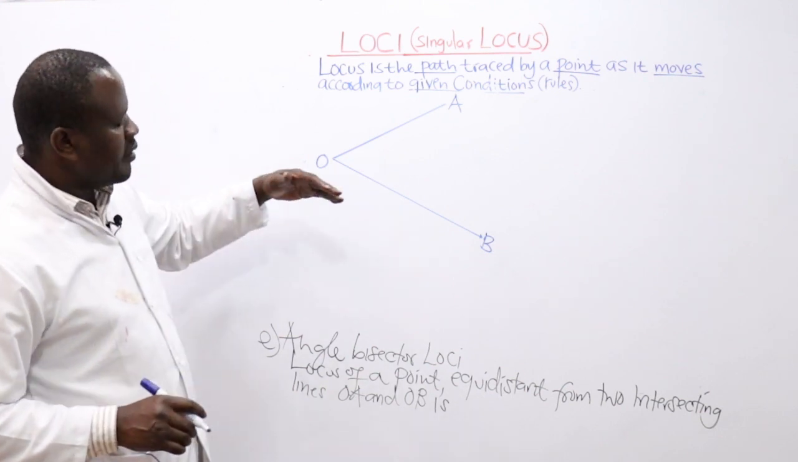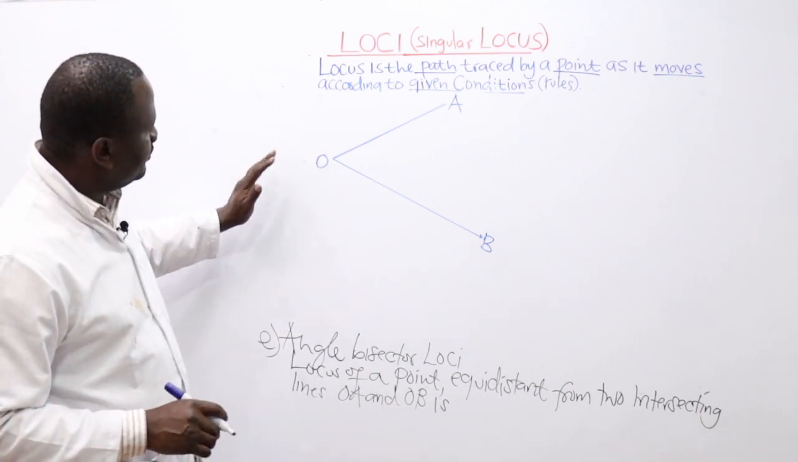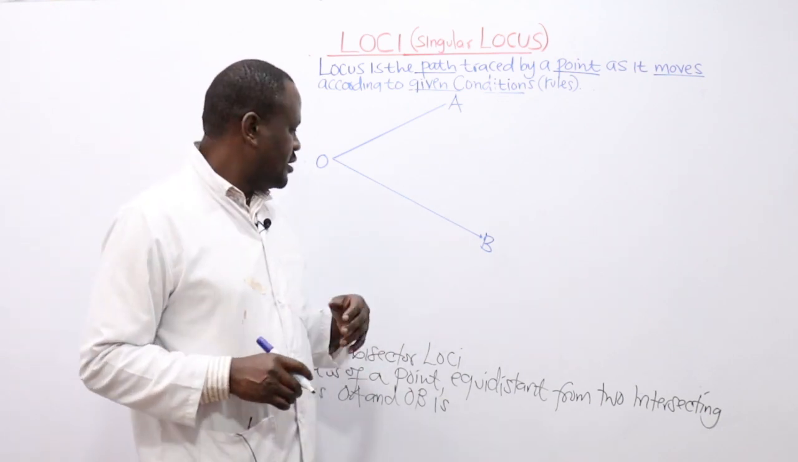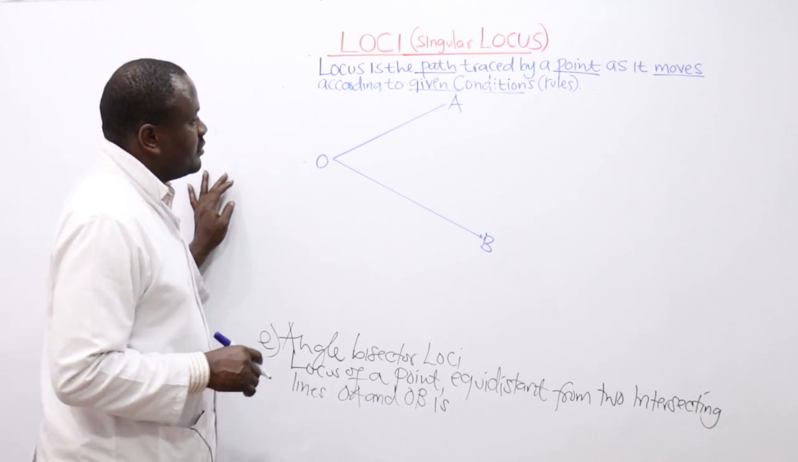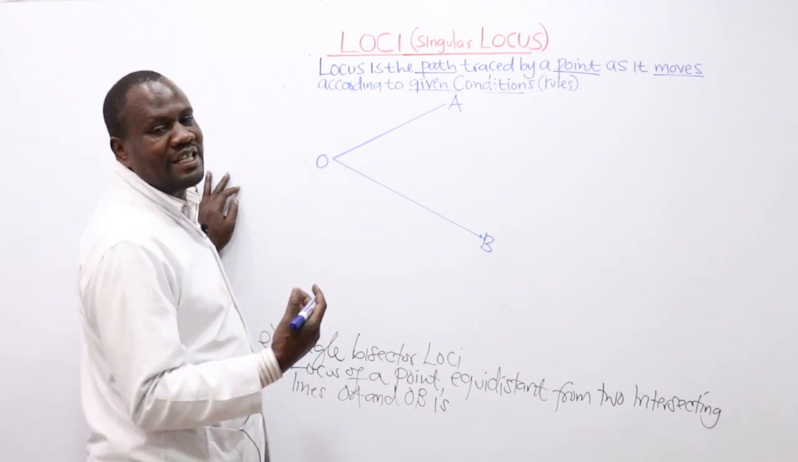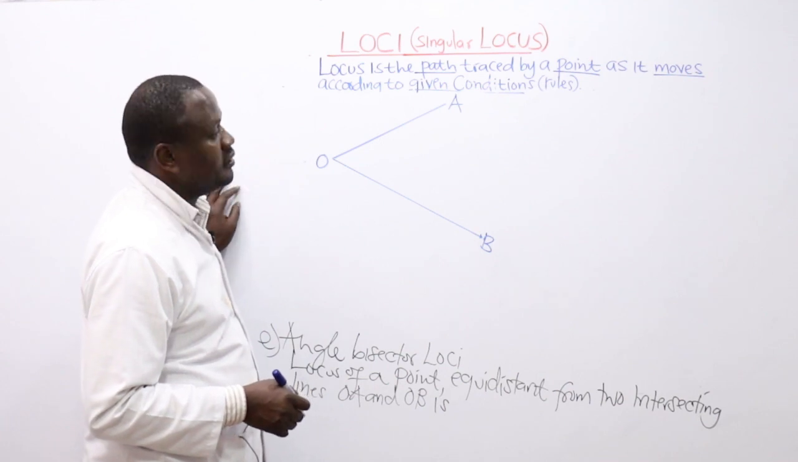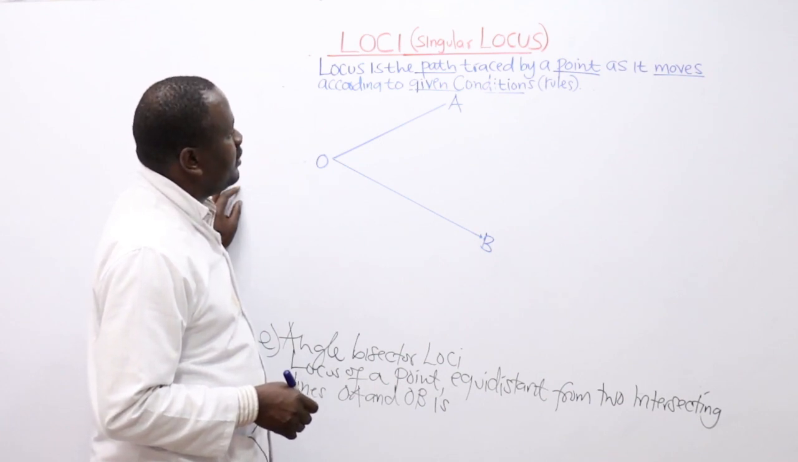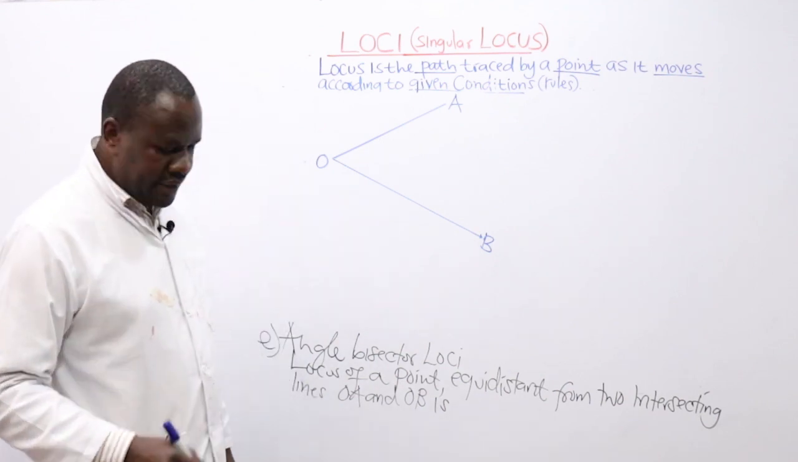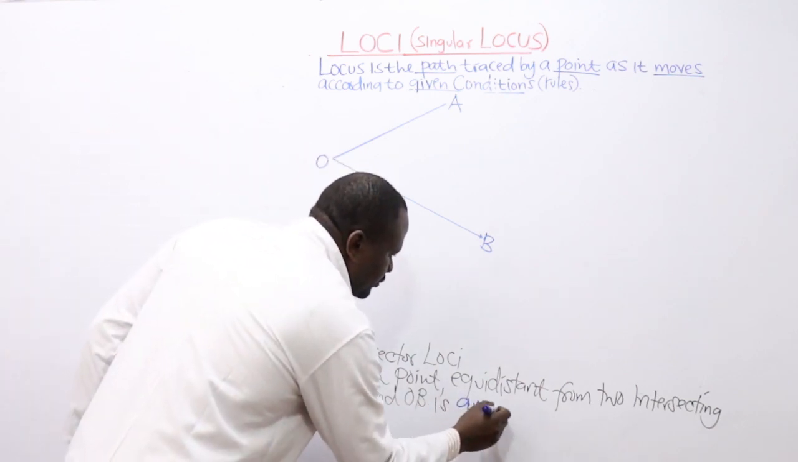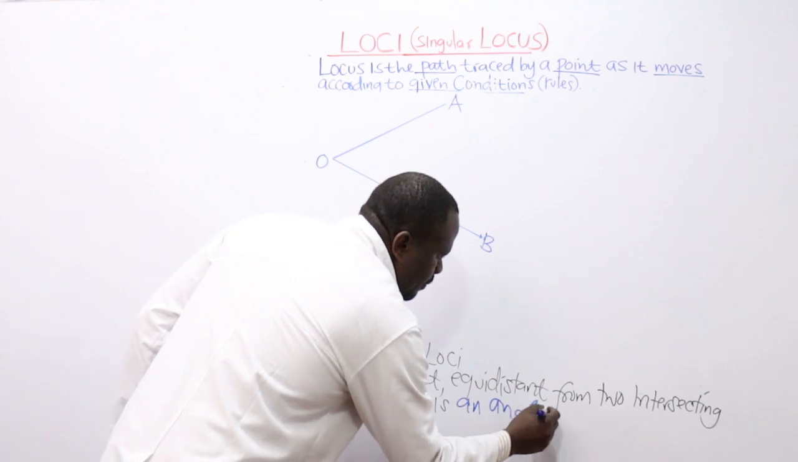What is the locus of a point that moves such that it is equidistant from the two lines? Rather, it is in the middle. It is in the middle. Therefore, this is an angle bisector.